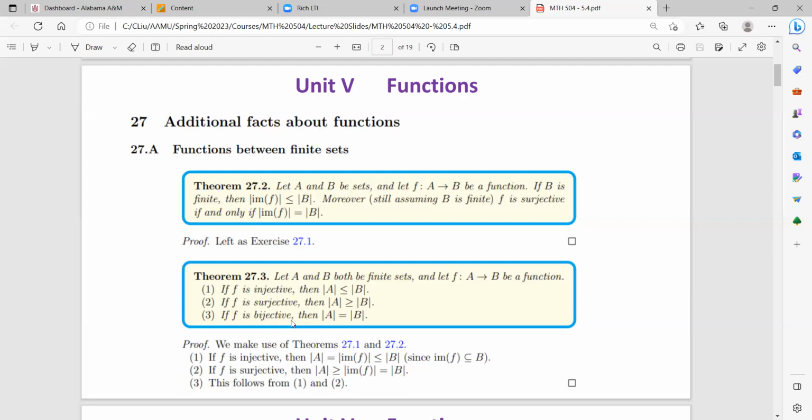And part C is obvious, because f from A to B is both injective and surjective. So from part 1, size A is less than or equal to size B, and from part 2, size A is greater than or equal to size B. So the only case where these two are true at the same time is size A equal to size B. Okay, pretty straightforward.